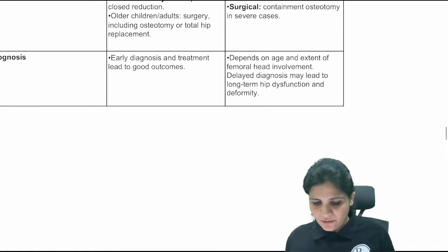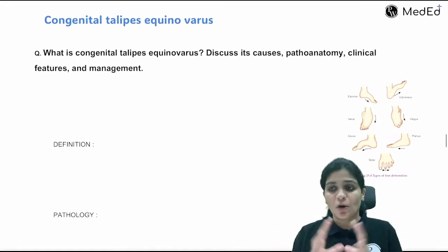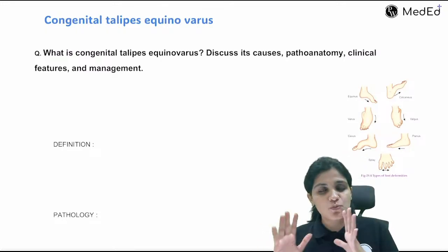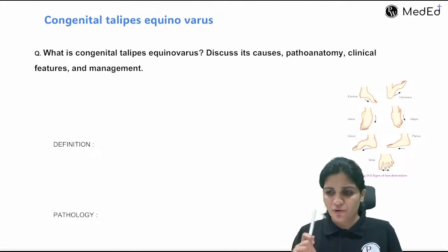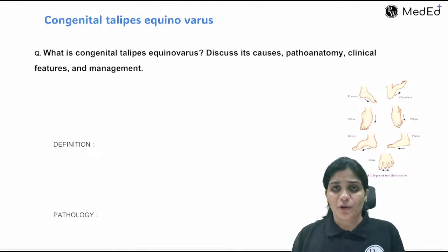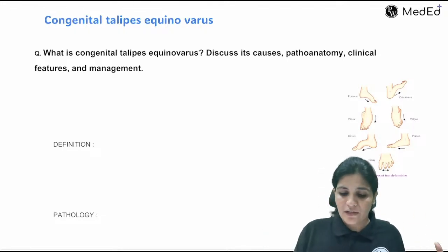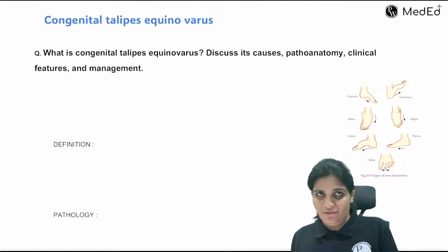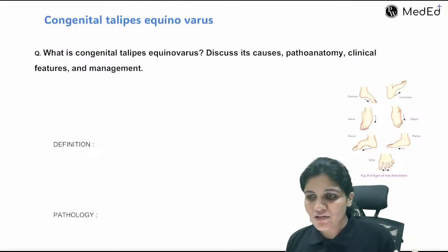Clear? Okay. If you're clear with DDH and Perthes, we are going to another interesting topic, congenital talipes equinovarus. Very, very important, and it is a very long question. It is important for your prof, your viva, your NEET-PG, any exam you're going to attend. If they want to ask a question on pediatric ortho, it could be either DDH or CTEV. These two are very important topics. Then comes Perthes and finally SCFE.